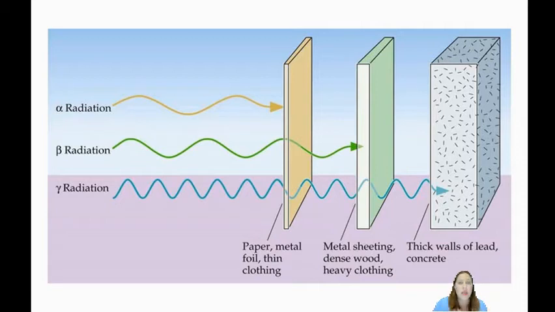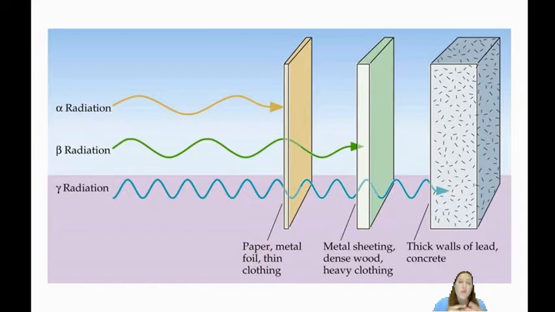Beta radiation is the next in size, so it's going to be in the middle size. Beta radiation can be stopped by metal sheets, dense wood, or heavy clothing. And then gamma radiation. Gamma radiation has no mass and no charge, but it's the hardest to stop. You really need thick walls of lead or concrete to stop this, okay?